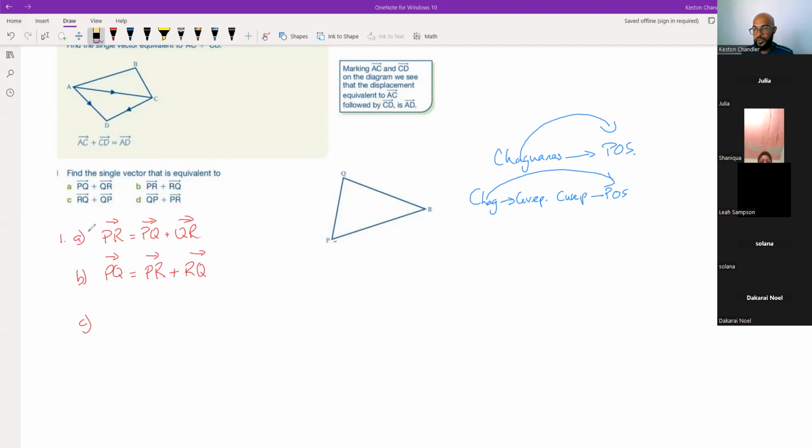We are looking for our straight trip, which is Chaguanas to Port of Spain, and they have given us our broken trip, the Chaguanas to Curepe to Port of Spain. So think of these as your Chaguanas to Curepe, Curepe to Port of Spain. You see that, Shaniqua?